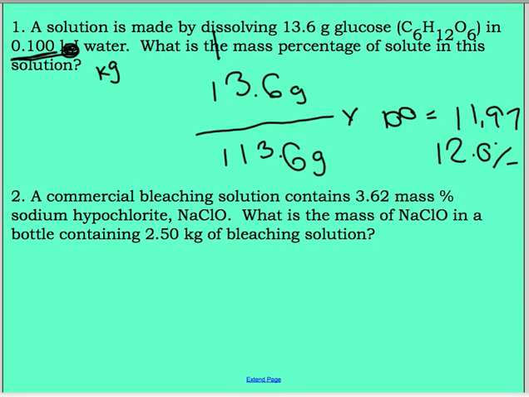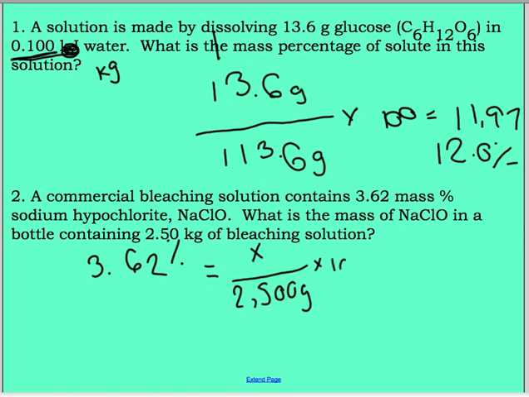Just going the opposite direction here, we have a commercial bleaching product. It's 3.62% sodium hypochlorite. We want to know the mass of sodium hypochlorite in 2.5 kilograms of bleach. So it's very similar, just a little different. We know we have 3.62%, which is going to equal the amount that is actually in there over our total, which is 2.5 kilograms, or we probably want to put it in grams to make it easier, 2,500 grams. And remember, this is times 100. So we're going to divide by 100, multiply by 2,500, and with sig figs, in bleach there's approximately 90 grams of sodium hypochlorite. So it's the same process, just a different way of looking at it.